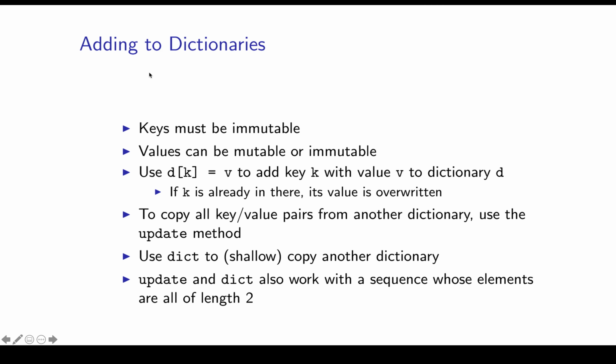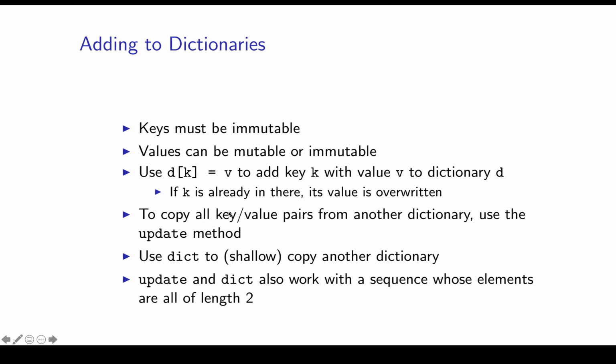Alright, so here are some things that you should remember. Keys must be immutable. You can't change them. Values can be mutable or immutable. Use D[k] equals v to add a key k with a value v to the dictionary. If k is already in there, the value is overwritten.